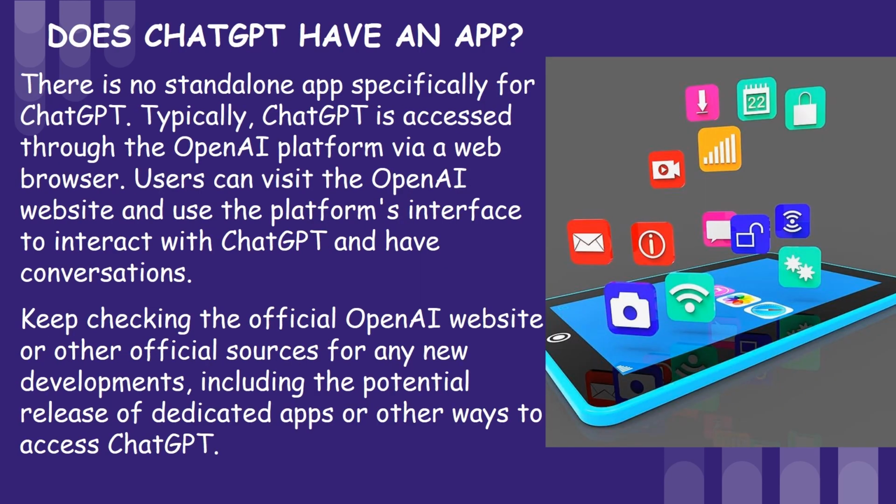Does ChatGPT have an app? There is no standalone app specifically for ChatGPT. Typically, ChatGPT is accessed through the OpenAI platform via a web browser. Users can visit the OpenAI website and use the platform's interface to interact with ChatGPT and have conversations. Keep checking the official OpenAI website or other official sources for any new developments, including the potential release of dedicated apps or other ways to access ChatGPT.